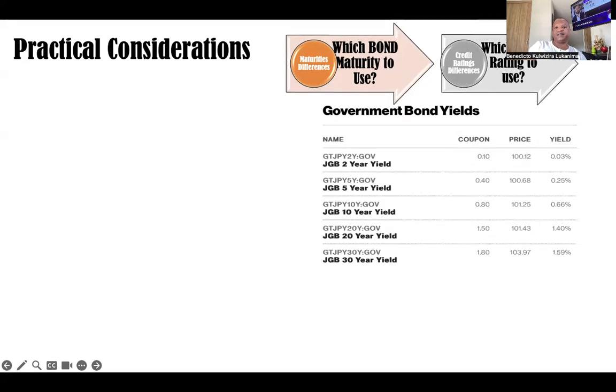In this table, we have an example of government bond yields from the Japanese government. Two-year bond yield, 0.03%. 5-year bond yield, 0.25%. 10-year yield, 0.68%. And so on. Each yield is different, depending on maturity. Is there any criteria to choose from?